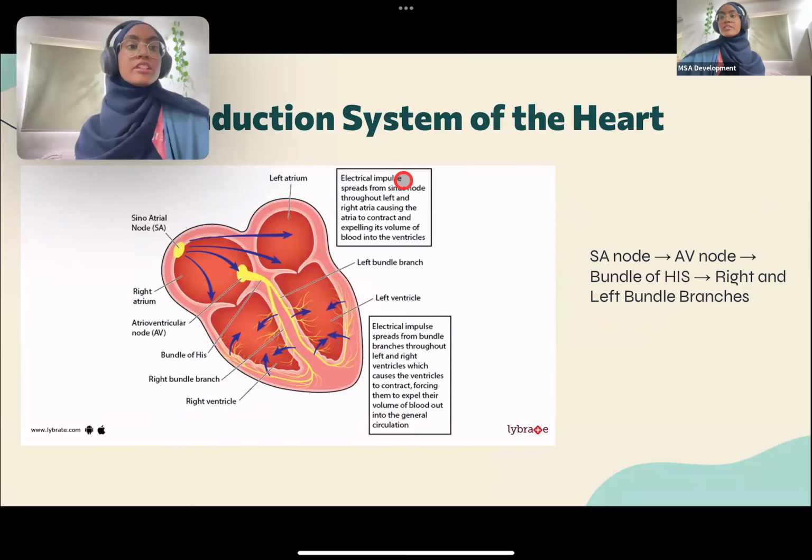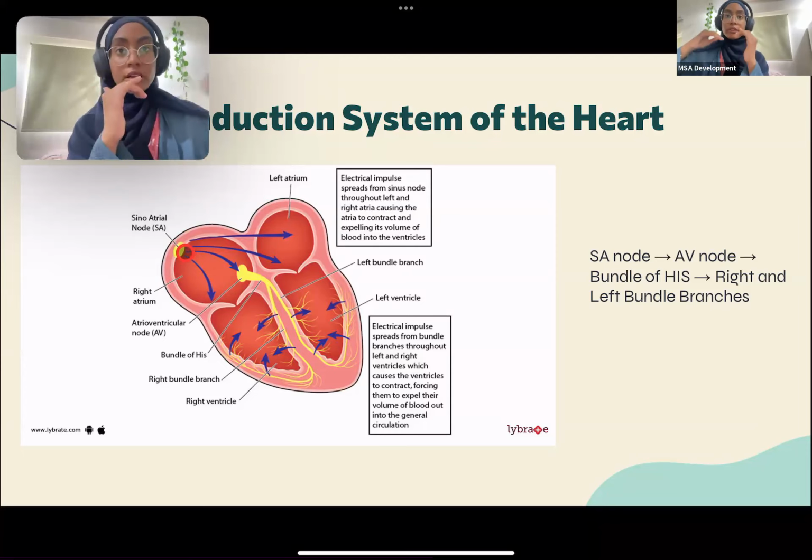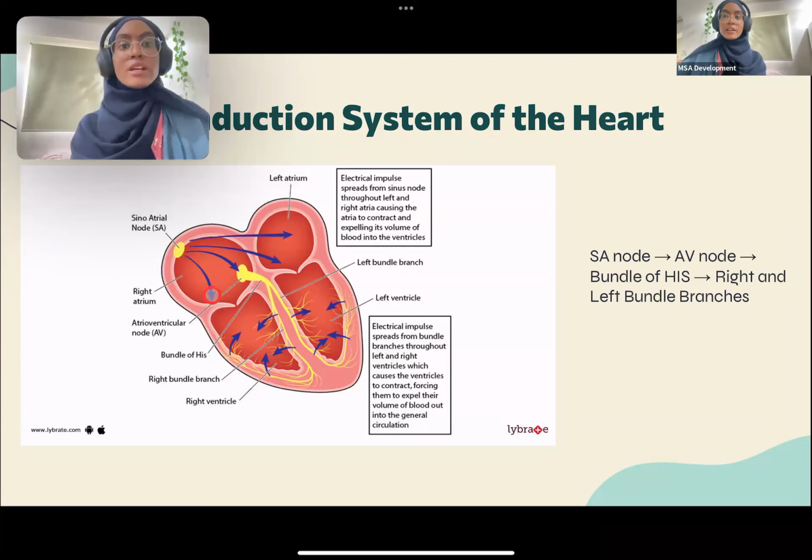Conduction system of the heart. As we know, the SA node is the pacemaker of the heart, right? So it sends electrical impulses first to the atria, to the right and left, to make sure they both contract at the same time. These impulses then go to the AV node. Now we said the SA node is on the upper end of the crista terminalis below the SVC, right? Where is the AV node? The AV node is in the interatrial septum.